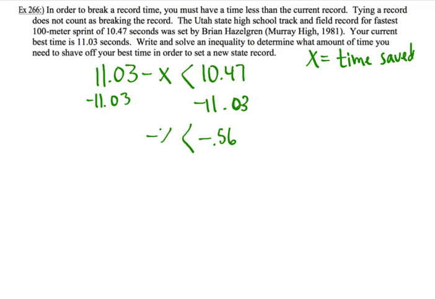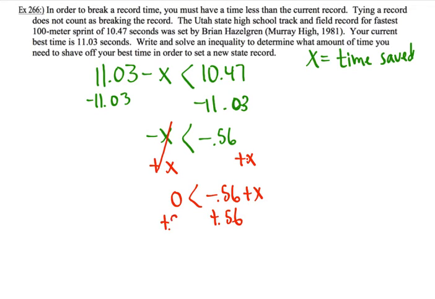And we get the opposite of x over here. Now we haven't learned a step that we can use for this, so I am going to sidestep that issue by adding x to both sides. This does give me 0 is less than negative 0.56 plus x, and I'm going to go ahead and add the 0.56 to the other side, and you can see 0.56 is less than x. Well, actually it'd probably be better if we put the x in front.